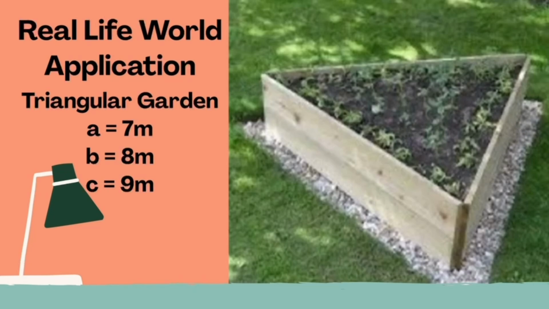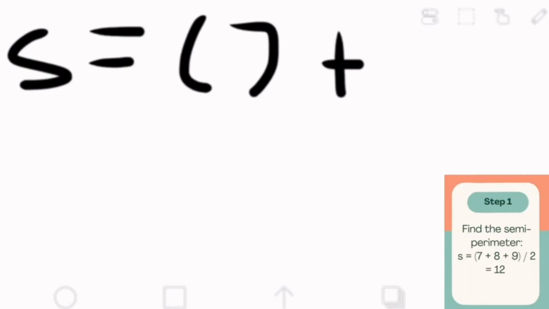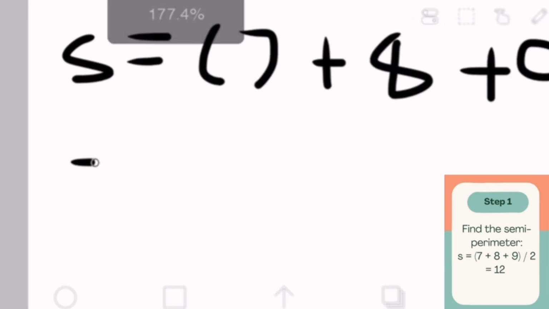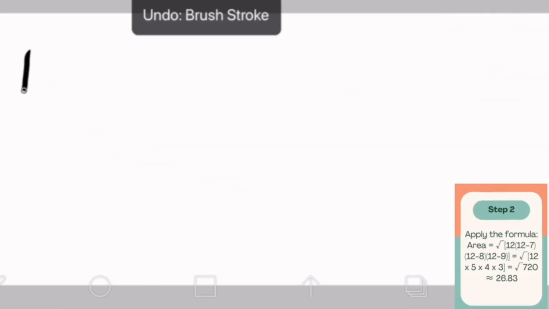Imagine you're designing a triangular garden with the following side lengths. A equals 7 meters, B equals 8 meters, and C equals 9 meters. To know how much space you have, let's use Heron's formula. Step 1. Find the semi-perimeter. S is equal to (7 plus 8 plus 9) over 2 equals 12.